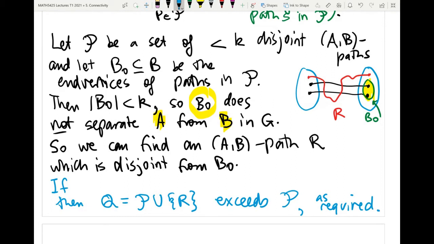Yes, exactly, Joshua. If R was completely disjoint from everything that we've drawn in the black paths, then we could just add it in and there's no harm, no foul. So if R avoids all vertices in that union of P in curly P, then we can just add R in and we would be done.